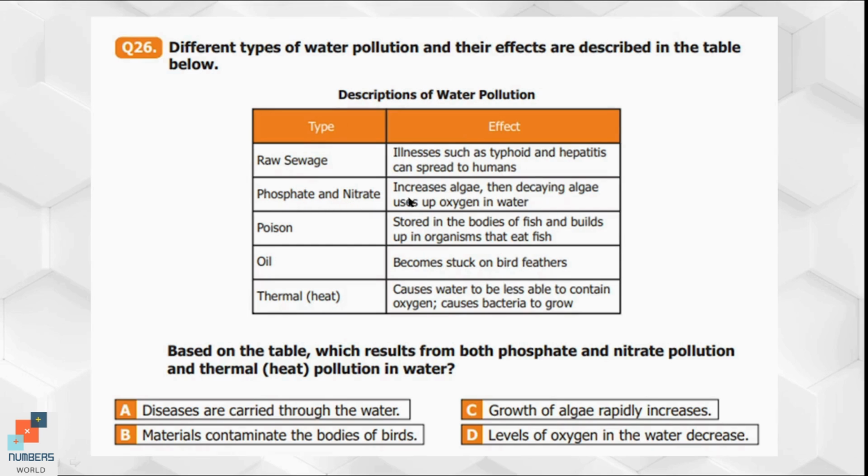Phosphate and nitrate increase algae, then decaying algae uses up oxygen in water. Poison is stored in the bodies of fish and builds up in organisms that eat fish. Oil becomes stuck on bird feathers. Thermal pollution causes water to be less able to contain oxygen and causes bacteria to grow. So option A is diseases are carried through the water. B, materials contaminate the bodies of birds.